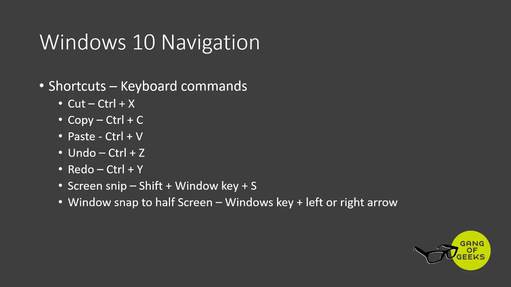Snap to half is especially useful when working in two programs at the same time. Using the Windows key plus the right arrow will snap a program perfectly to half of the screen. This would be a good spot to pause the video and take a screenshot for later.